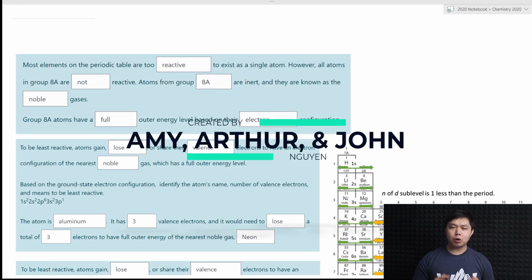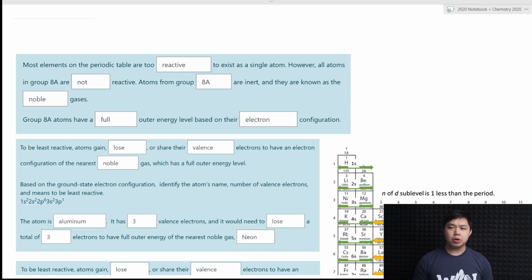In this lesson, we are going to look at the periodic table to determine if an atom is going to gain, lose, or share its valence electrons to be least reactive, or a better term, to be stable. Now, most elements on the periodic table are too reactive. That is, they have to make a chemical bond with themselves, or with other atoms, to be stable or least reactive.